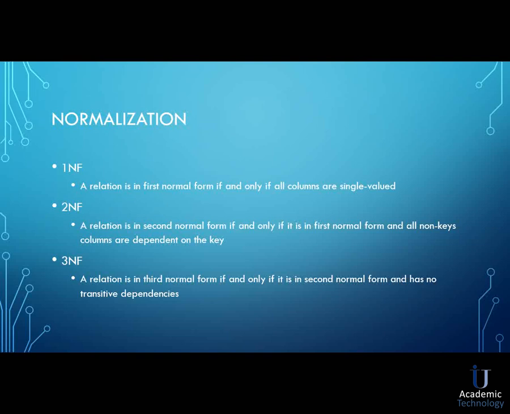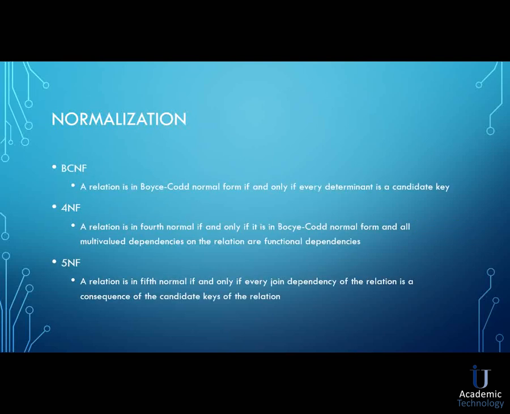Normalization. I would know these rules and be able to identify. So if the question is what is second normal form, be able to go through and say this relation is in second normal form if and only if it is in the first normal form, and that's important. We have to make sure that we put that in, and all non-key columns are dependent on the key. Be able to, for each one of the 6 that we talked about, describe that.